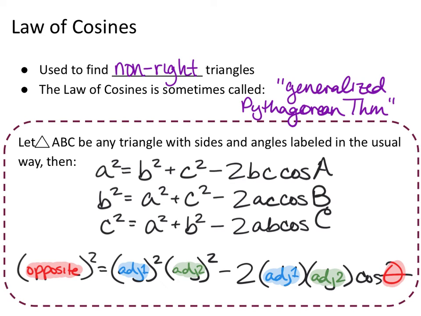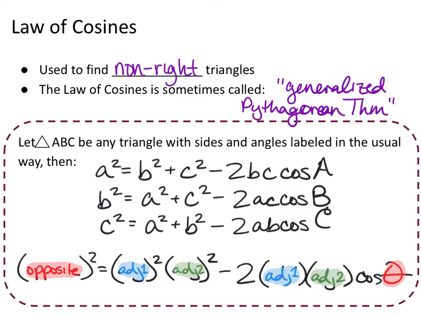Now, the law of cosines is used to find parts of non-right triangles. When we have a right triangle, we can use the Pythagorean theorem. But when we have a non-right triangle, meaning there's no right angle, no 90-degree angle, we can't use Pythagoras' theorem anymore. So we turn to the law of cosines, because we sometimes call the law of cosines the generalized Pythagorean theorem, because it can be used for all triangles, so it's generalized.